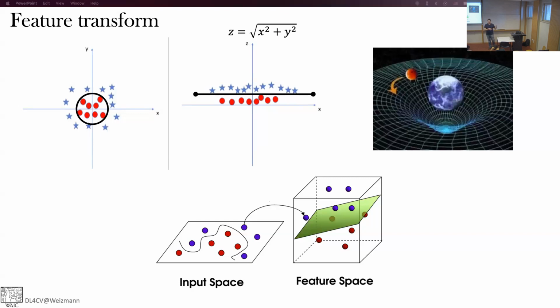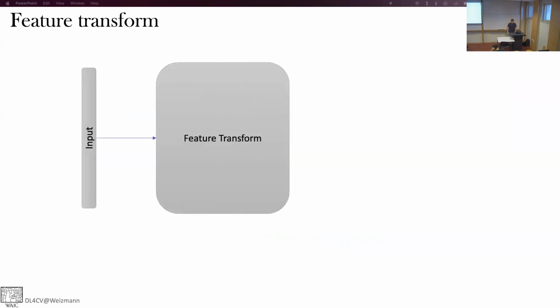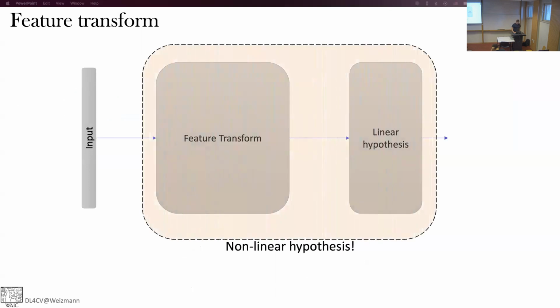Linear on another metric, on other features, on a feature transform, can be non-linear on the original features. And this is a very practical thing that is exactly what we're going to deal with. So the idea is you have some input, you do some feature transform, just as we did now. So we had z equals the square root of x squared plus y squared. Then you apply a linear hypothesis. And this whole thing together is a non-linear hypothesis. Okay, are we good? Great.